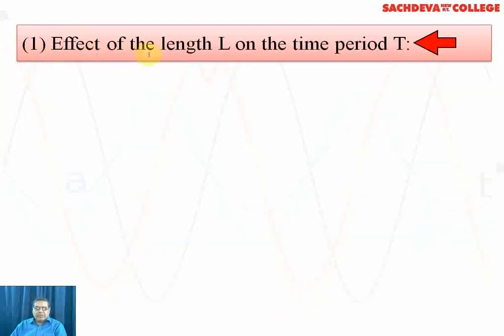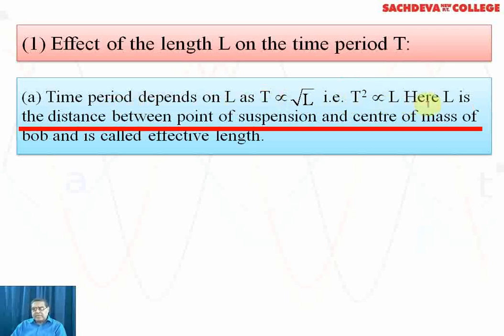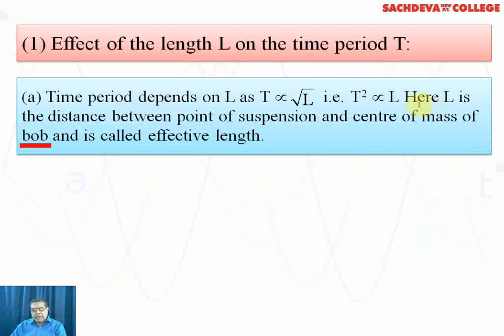Now, the effect of length on the time period: we have to go through how length is connected to time period. So we can go through this statement. Time period depends upon L, as T is proportional to the square root of L. So if we square it, it becomes T square proportional to L, where L is the distance between the point of suspension and the center of mass of the bob, and is called the effective length.